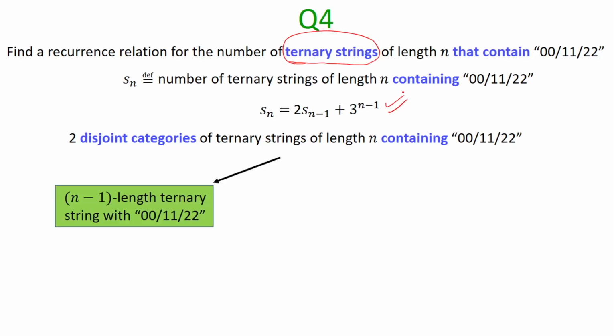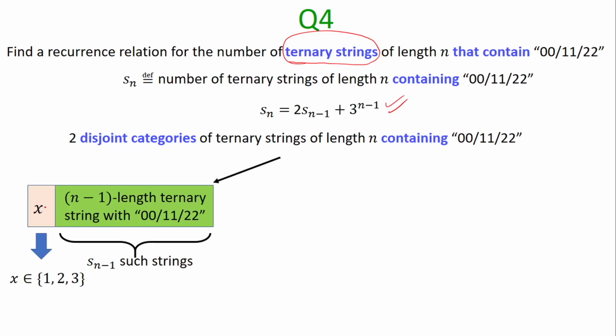Category 1, where I take a ternary string of length n minus 1 which satisfies my condition, namely it has an occurrence of 0, 0 or 1, 1 or 2, 2. There will be S of n minus 1 such strings, and if I put any character x at the beginning of such a string, x could be 0 or 1 or 2, it doesn't matter, because I have already encountered an occurrence of 0, 0 or 1, 1 or 2, 2 in the remaining portion of the string. So it doesn't matter what my x is, it will give me overall a ternary string of length n satisfying my conditions. Since x can take three possible values, I have three times S of n minus 1 strings in this category.